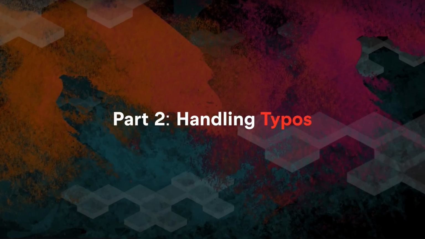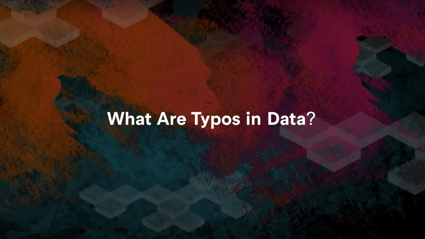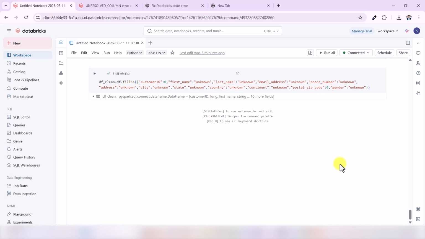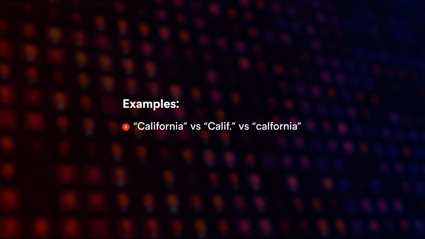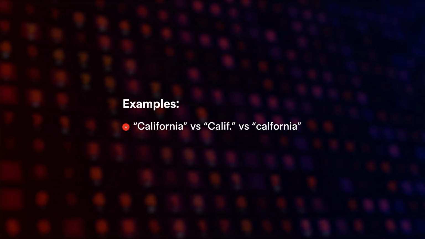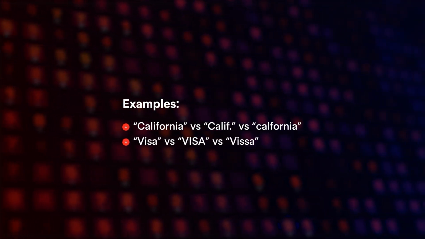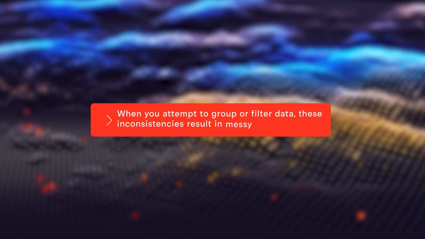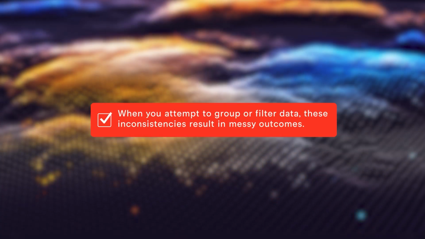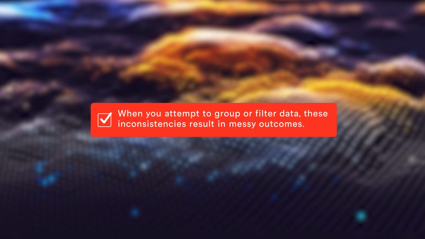Part 2. Handling typos. What are typos in data? Typos happen when text is entered manually. They can create multiple, slightly different versions of the same value. Examples: California versus Calif versus California, or Visa versus visa versus VISA. When you attempt to group or filter data, these inconsistencies result in messy outcomes.